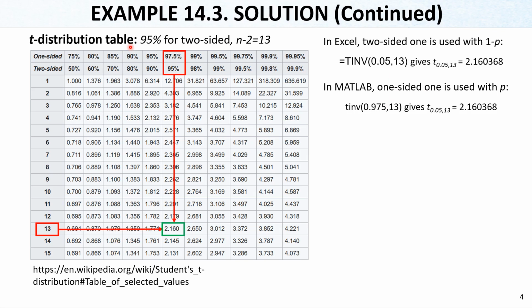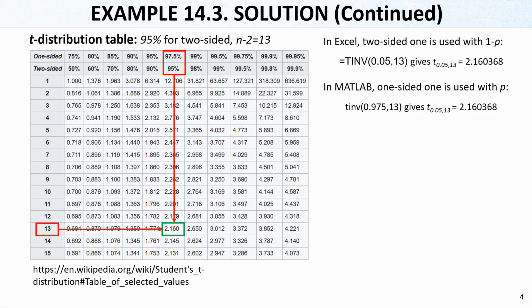So if you have a 95% confidence interval and you are targeting two-sided results, in MATLAB you need to think, okay, I will write here the one-sided corresponding values. You can see from this table that the one-sided value corresponds to 97.5, so we are writing 0.975. Not in percentages, but just as the value.